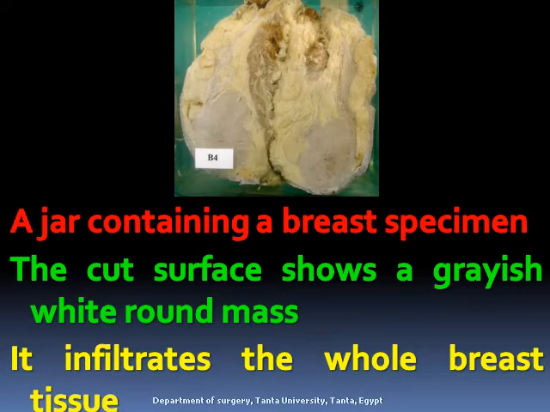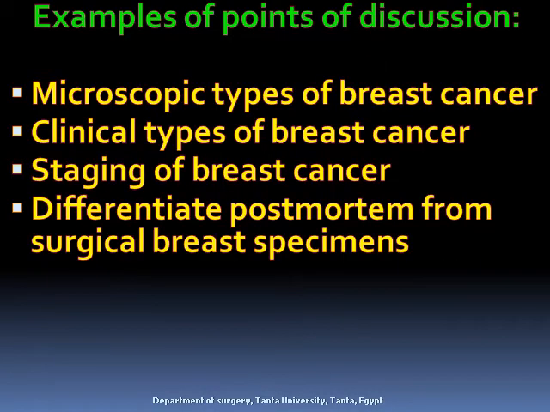A jar containing a breast specimen. The cut surface shows a grayish-white round mass. It infiltrates the whole breast tissue. Examples of points of discussion: the microscopic types of breast cancer, the clinical picture types of breast cancer, the staging of breast cancer, differentiate a postmortem from a surgical breast specimen.